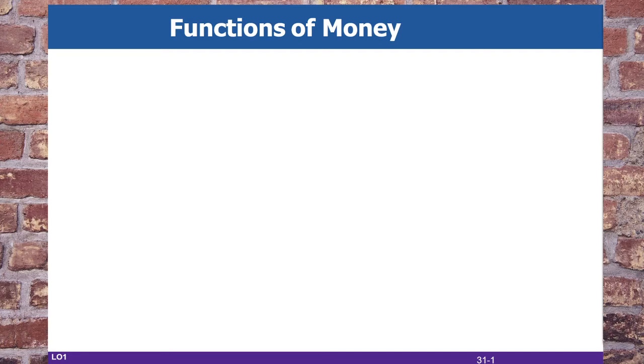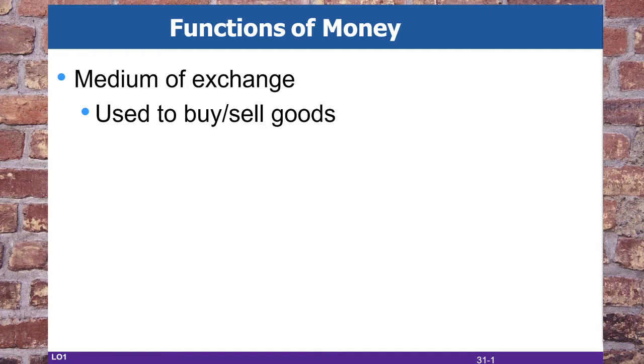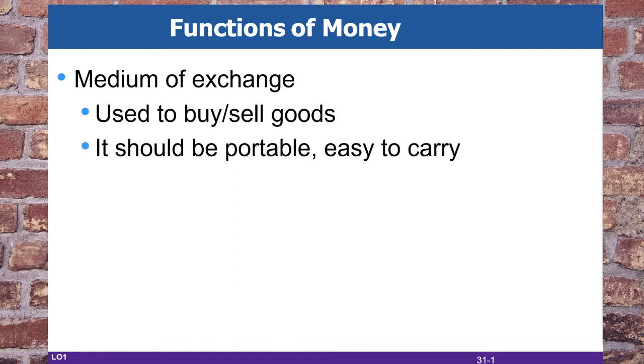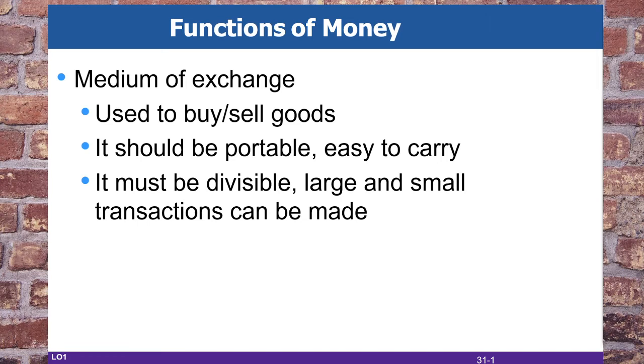One of the functions money has is to be a medium of exchange, meaning we use it to buy and sell goods. Couple things with a medium of exchange: it should be portable, easy to carry, so you don't want things like boulders to be your money. Gold really wasn't such a great idea because it became too heavy if you had to carry a lot of it around. It must also be divisible. You must be able to make large and small transactions.